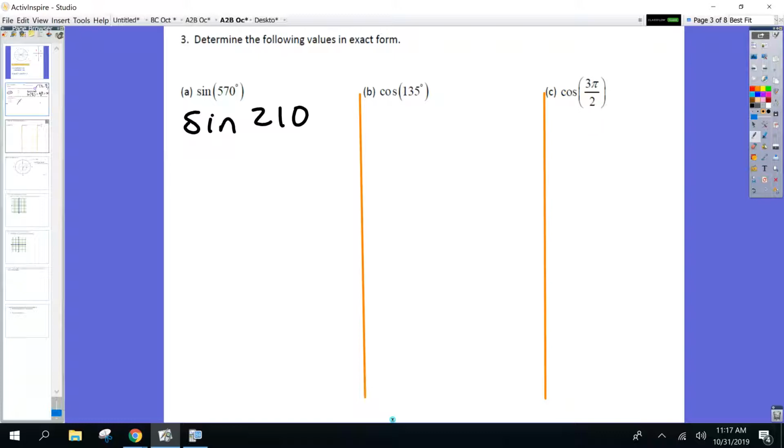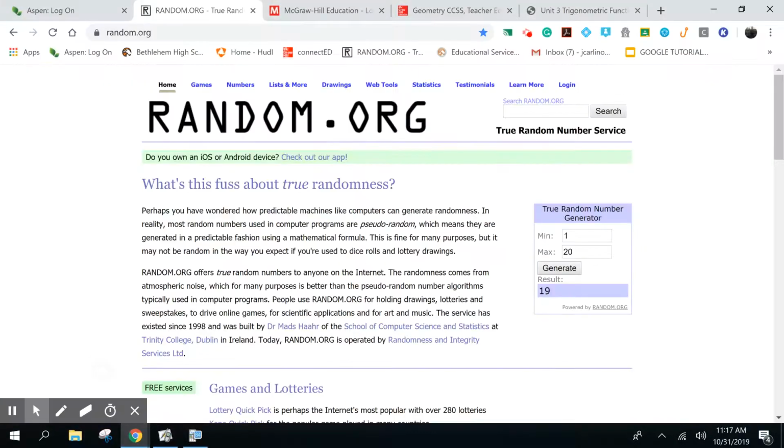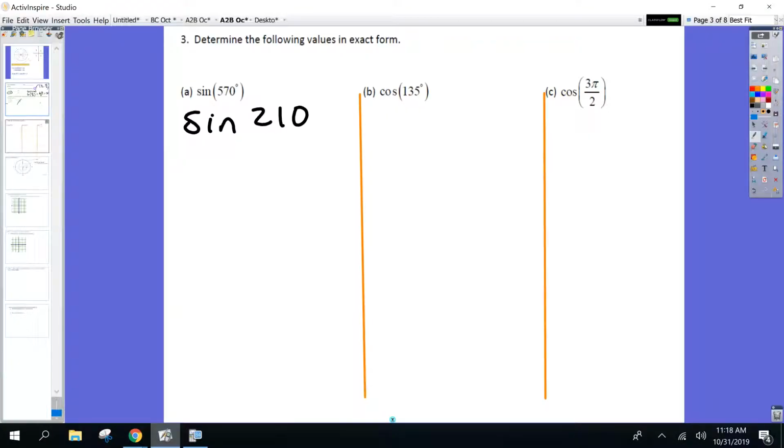Next, where are you? 210. In what quadrant? Third, sine. Tell me something, Mary. It's going to be negative. So I know my final answer has to be negative. Even if you want to rewrite it with a negative sign to remind yourself, go ahead. But in your mind, you're saying your answer is negative. How do I make 210 smaller? Find its what?